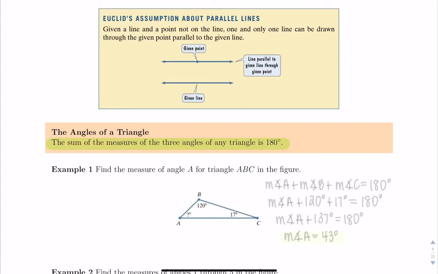We want to find the measure of angle A for triangle ABC in the figure. We just need to add the three angles together, and this should give us 180 degrees. So the measure of angle A plus the measure of angle B plus the measure of angle C will give us 180 degrees. We don't know the measure of angle A, but the measure of angle B is 120 degrees, and the measure of angle C is 17 degrees. So we get the measure of angle A plus 137 degrees equals 180 degrees, and so the measure of angle A is 43 degrees.